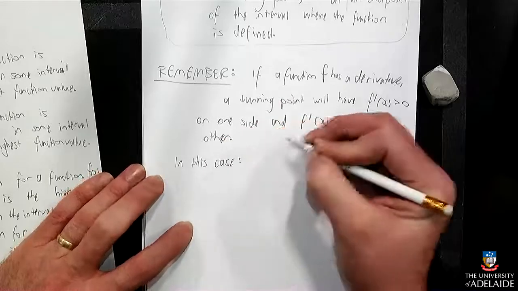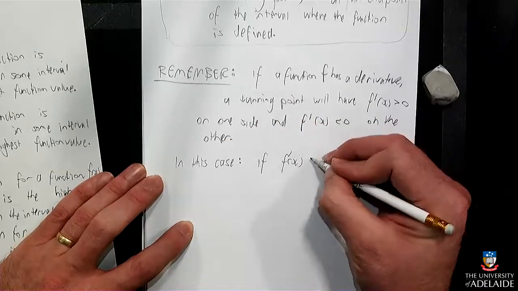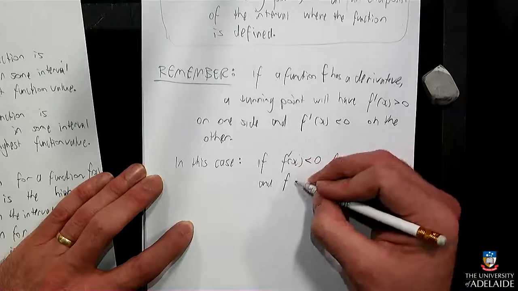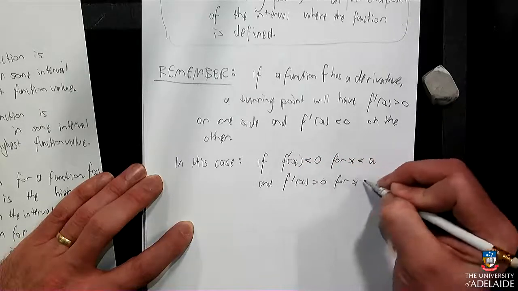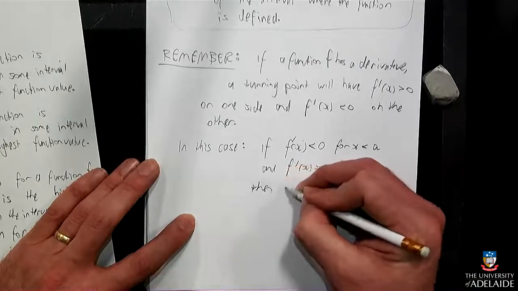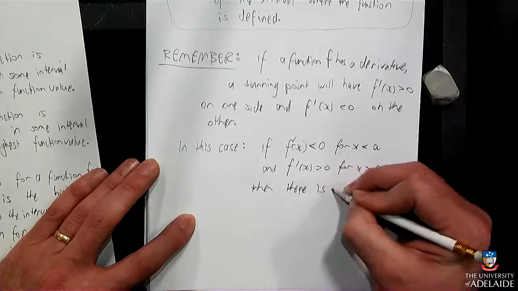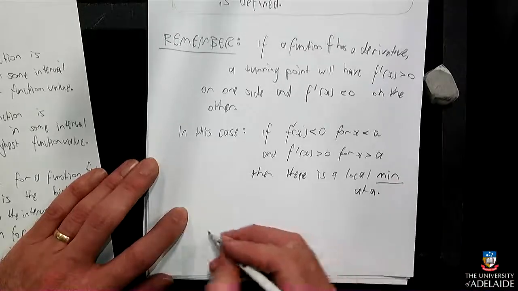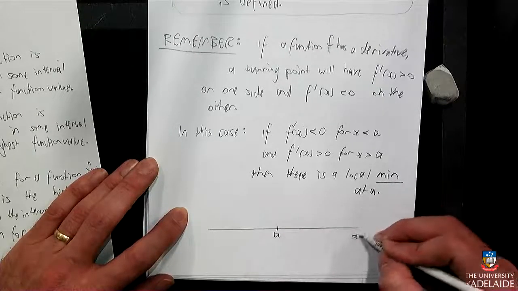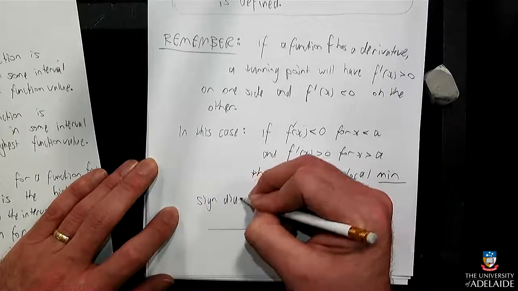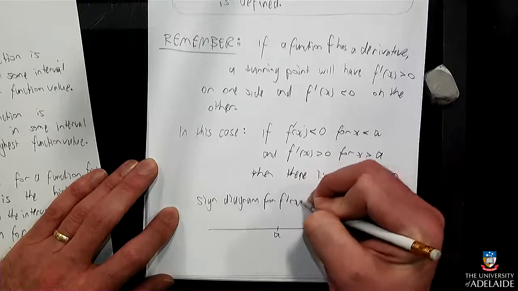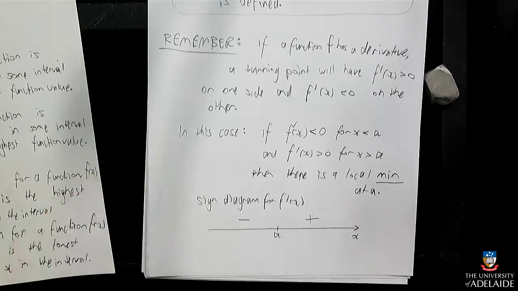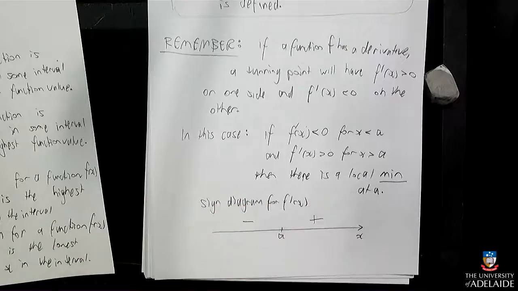So in this case, if f dash x is negative for x less than a, and f dash x is positive for x greater than a, then there is a local minimum at a. So that looks like this. There's a, and this is a sign diagram for f dash x. And if it's negative on this side and positive on this side, then that means my function's coming down on this side and going up on this side, so it must be a local minimum.